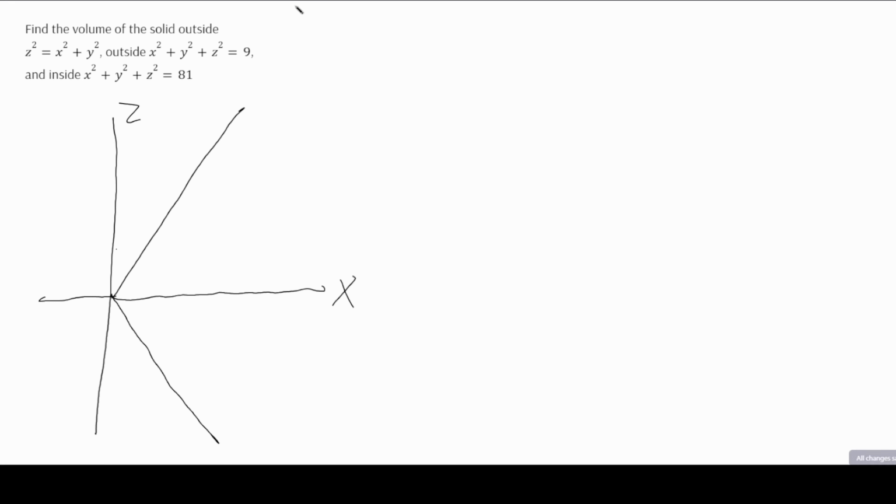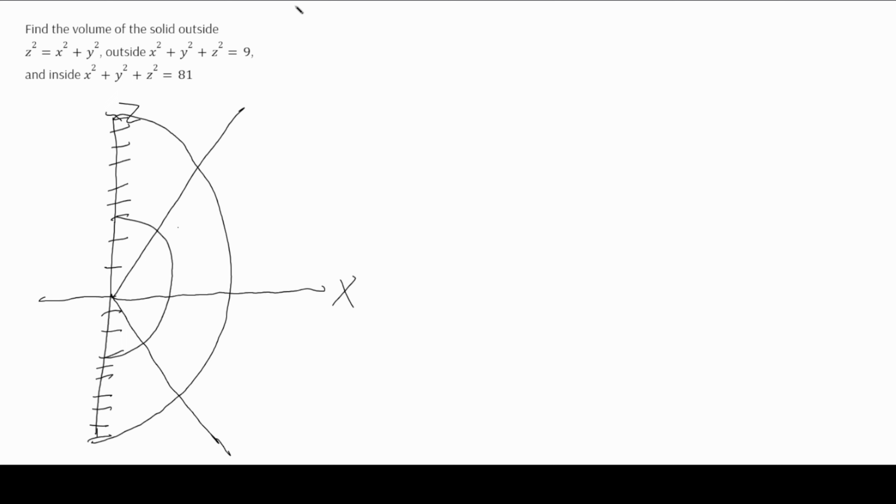We have these cones, and then we have the sphere, so this is 1, 2, 3, and then 4, 5, 6, 7, 8, 9. And then we have a second sphere coming out like this. So this is what we're dealing with.